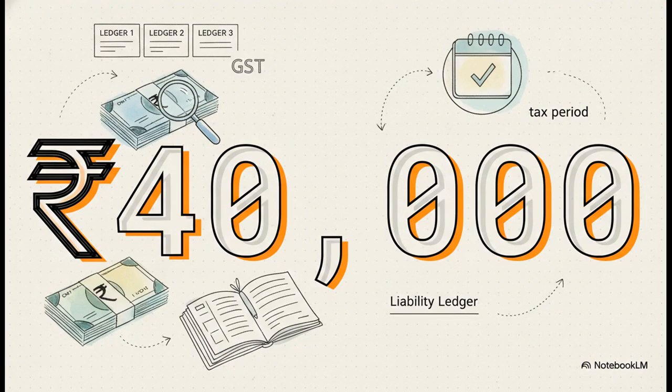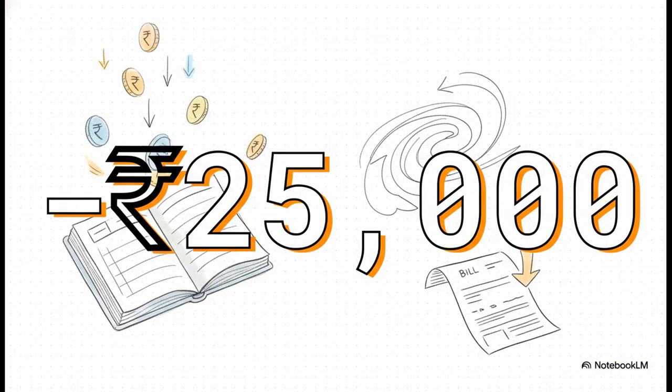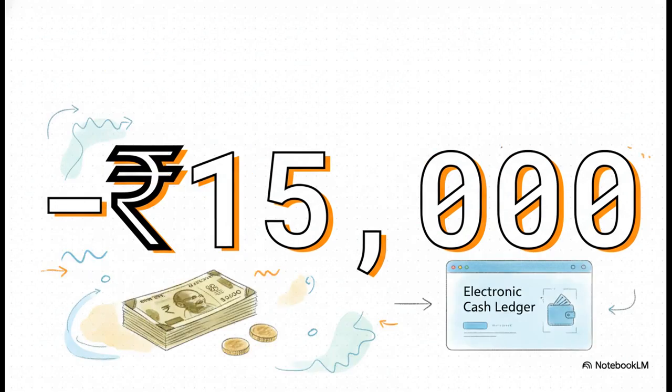All right, so the bill arrives. Your liability ledger shows that you owe a grand total of 40,000 rupees for this tax period. Now here is the golden rule of paying your GST. You always use your earned credit first. I mean, it's like using a gift card before you spend your own cash, right? It just makes sense. So we'll take that 25,000 rupees from our credit ledger and knock down a huge chunk of that bill. So what's left? We're left with a balance of 15,000 rupees.